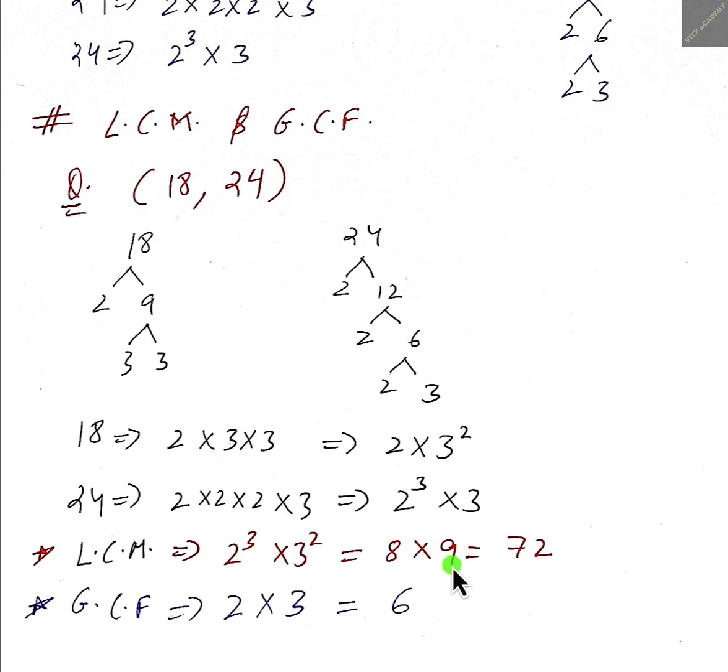When we have to find GCF or greatest common factor, we can only take the common numbers and the smallest power. So if there would have been 5 or 7, we would have to neglect that number. So 2 and 3 are common in both 18 and 24, but we will be going with the smallest power, which is 2 to the power of 1 and 3 to the power of 1, and the product is 2 multiplied by 3, which is equal to 6.